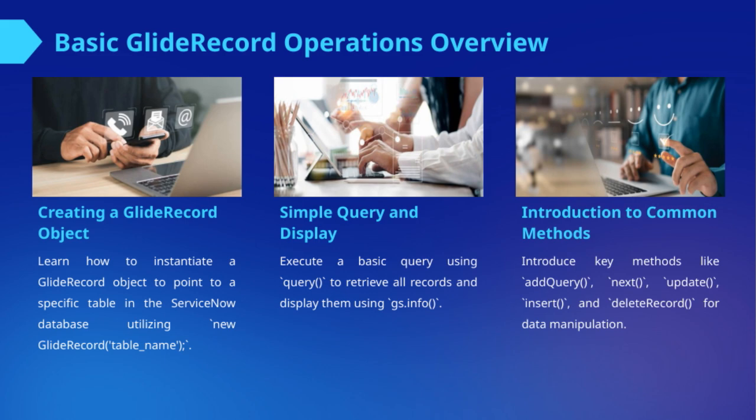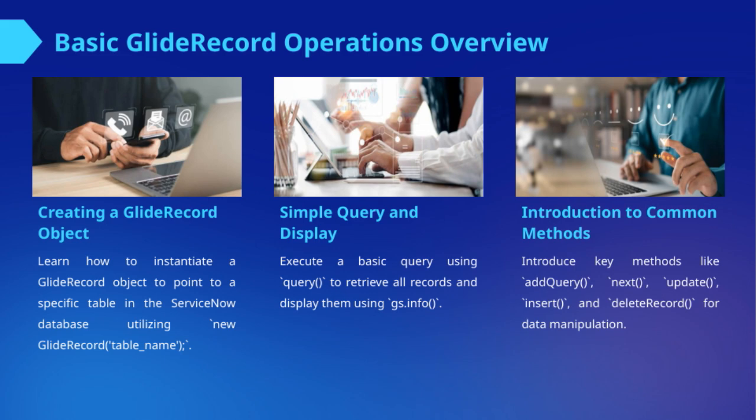To get started, we need to instantiate a GlideRecord object. This is done with new GlideRecord('table name'), where you replace table name with the actual table you're working with. This creates a reference point to that specific table in the database.